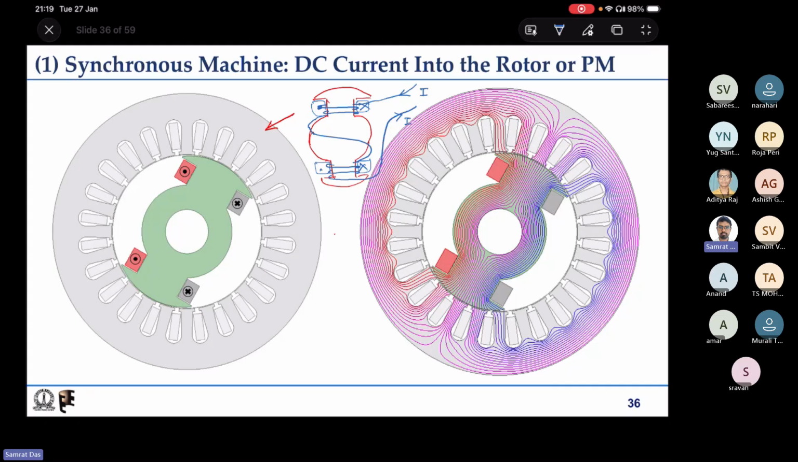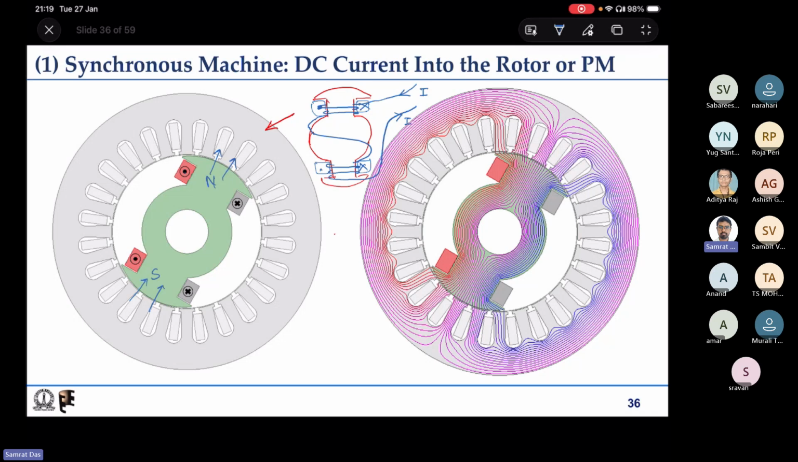This is shown in the left hand side picture, and if we actually pass some current into it and look at how the field will look, you can see that the right hand side picture shows the field line distribution. You can clearly see there is some axis. If this is dot and this is cross, then obviously flux lines will come out from this. That means it will become a north pole for us, and flux lines will come into this, so it will become a south pole, the rotor surface. So this is how it will look.